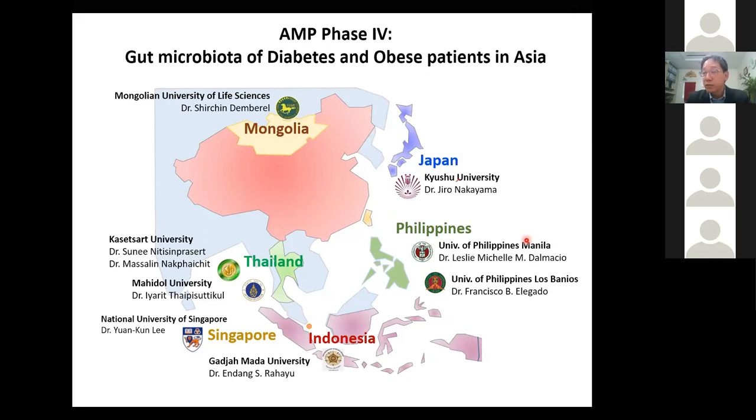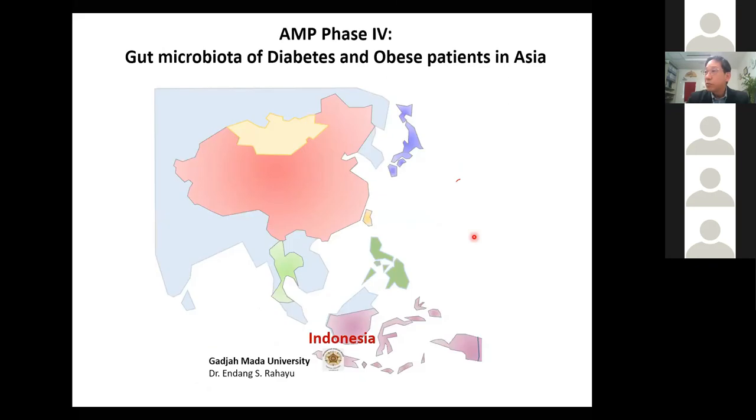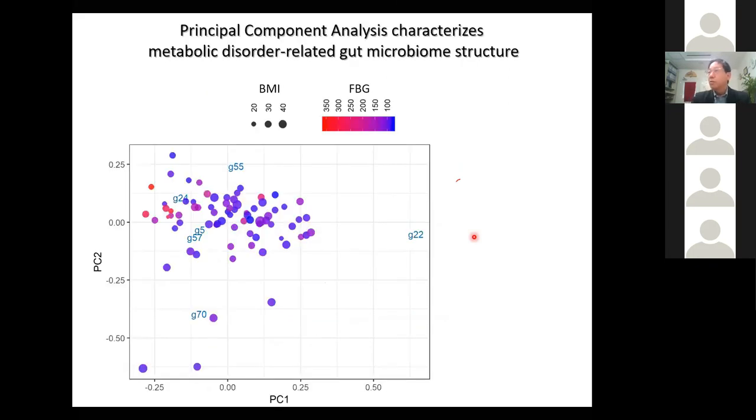And to address this notion, we did the phase 4 study of MP in collaboration with these 5 countries. And today, I show you the Indonesian data. We collected 75 samples from Indonesians living in Jakarta, and some of them are obese, and some of them suffer from type 2 diabetes.